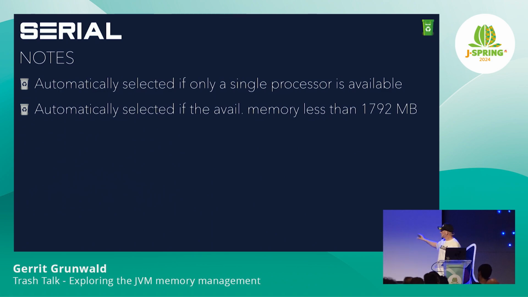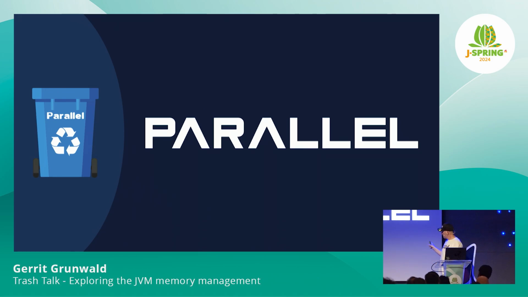The JVM will automatically select this collector if you either have only one CPU or if you have less than 1.8 gigabytes of memory. You can select another one, but if you don't select it, you don't get G1, you get this one. Just be aware of that. It doesn't mean this is a bad collector, right? It's good. For these use cases, it's quite a good collector, but just keep that in mind, it will be selected automatically. Then we have the parallel collector, also quite an old one.